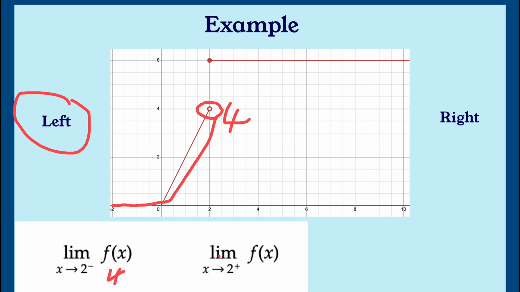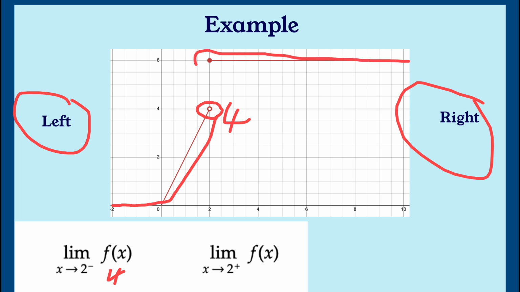Okay, so now what is the limit as x approaches 2 from the right? That's what the plus sign in the exponent means. Well, that means that I'm going to approach 2 from the right of the graph. So here's the right. I'm going to just follow this function until I get to 2, and I see that there is a value of 6.